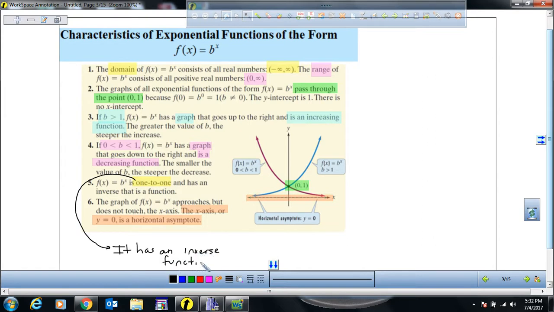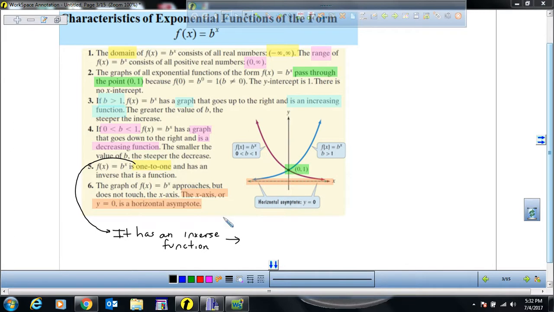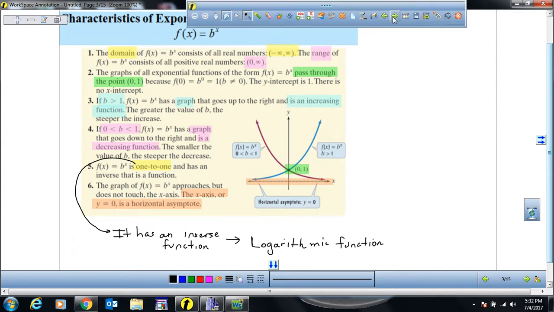And I'm just going to give you one thing about the inverse function. The inverse function has a name. We're going to cover that in section 4.2. It is called the logarithmic function. That's what it's called. Okay? So these are the general attributes of an exponential function.